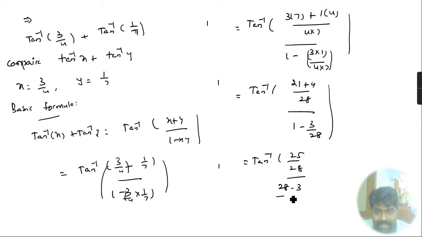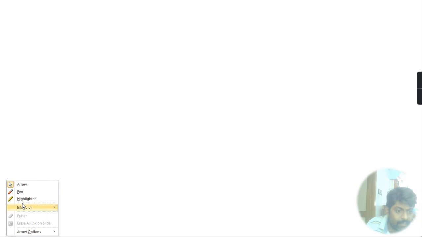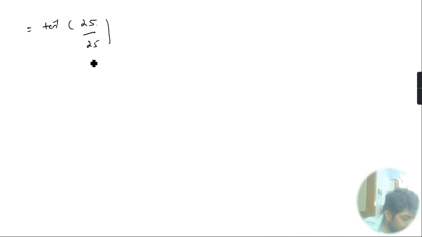by 28 minus 3 by 28. 28 cancelled, and we get that tan inverse of 25 by 25. So that is tan inverse of 25 by 25 nothing but tan inverse of 1. So the 1 becomes in tan, that value is equal to pi by 4. That is nothing but 45 degree. Pi by 4 is nothing but 45 degree. So finally we prove which is equal to RHS.